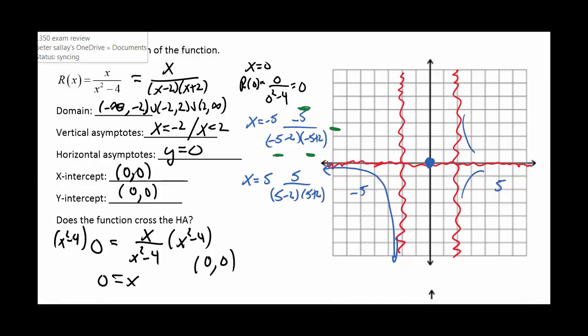And then we'll do the same sort of analysis. I have a positive number, positive, positive. So what does that mean? It means it's positive, and so it's got to be above the asymptote.